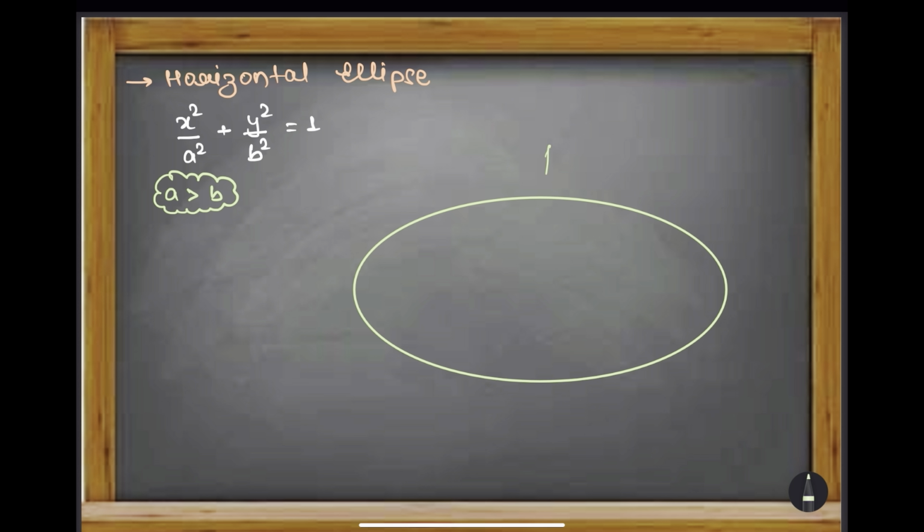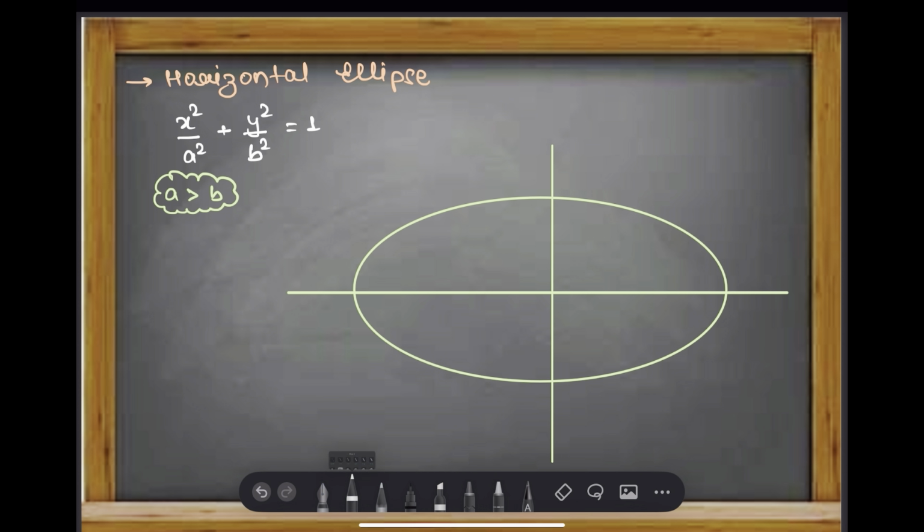Now look at this. So this is the graph of ellipse. I'll put some points which you have to memorize. Okay, and this is bare minimum.